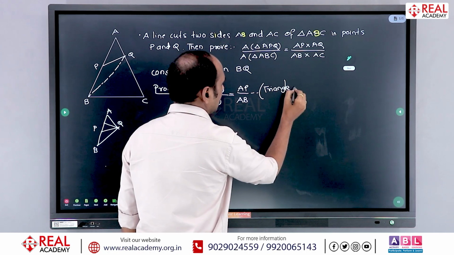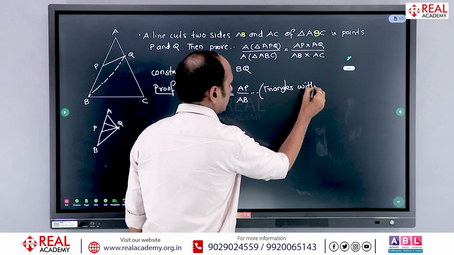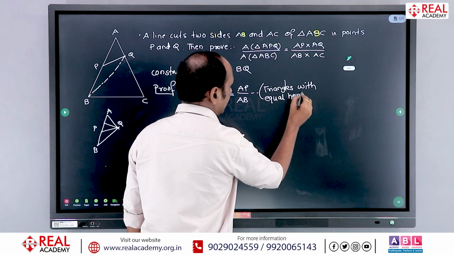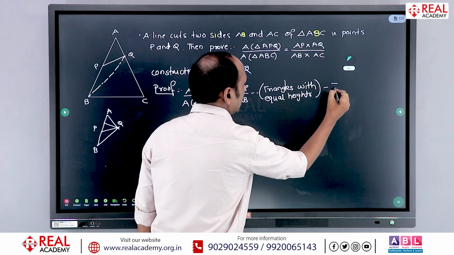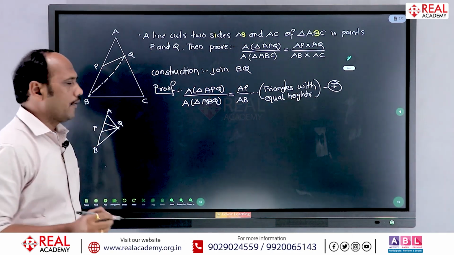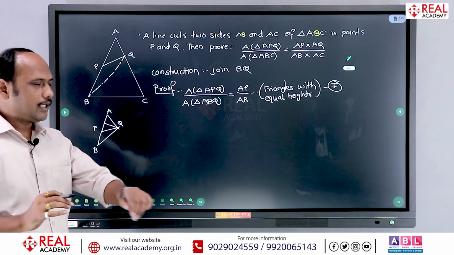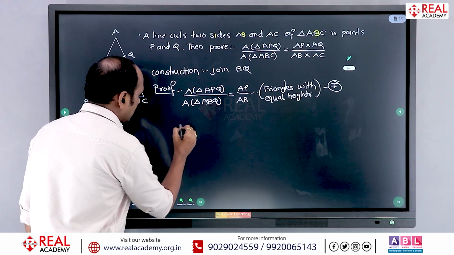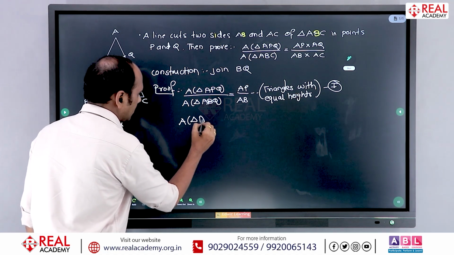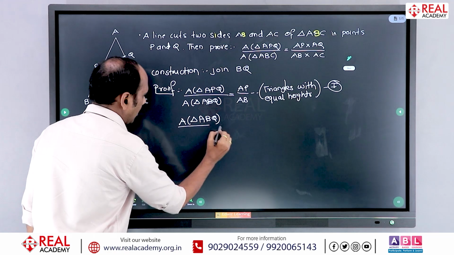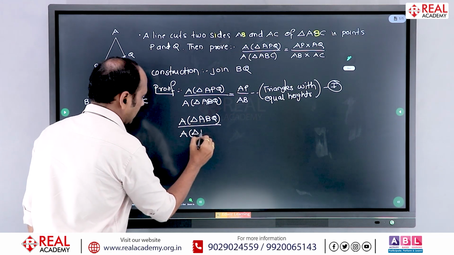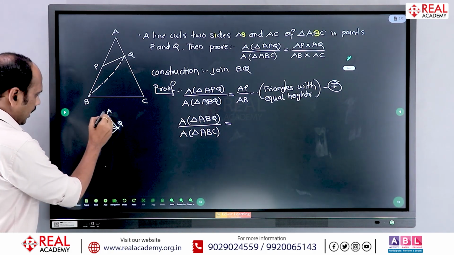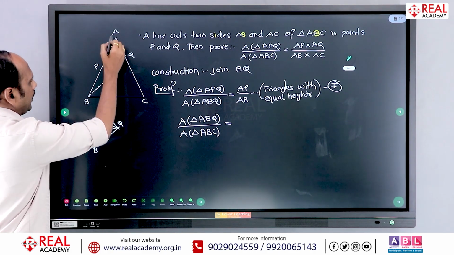Reason: triangles with equal height. Let us say this is our equation number 1. Exactly the same way we will go for the second triangle ratio, that is area of triangle ABQ upon area of triangle ABC is equal to, in exactly the same way, ABQ and ABC.